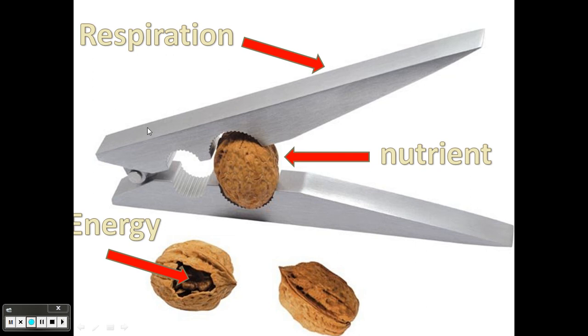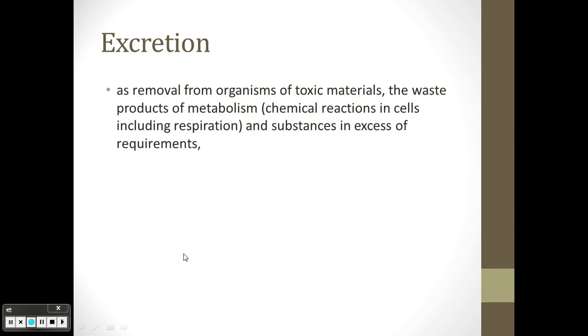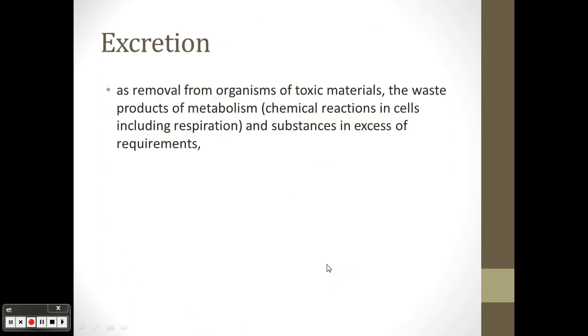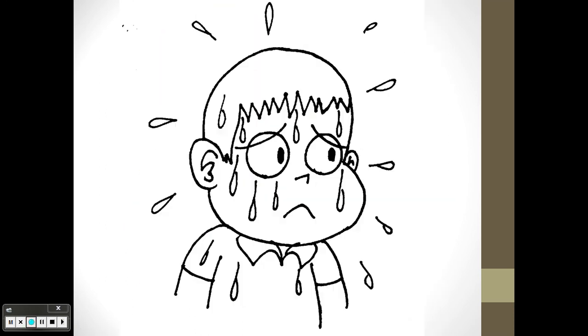Now, once the energy is out, you're going to have waste. And the waste in this case is the shell of the egg. And that's what excretion is. Excretion is getting rid of the waste, the stuff that you don't need. So when you have regular respiration, it's glucose plus oxygen goes to energy. You need the energy. What you don't need is the water and the carbon dioxide. So you have to get rid of that. And you get rid of that through excretion.